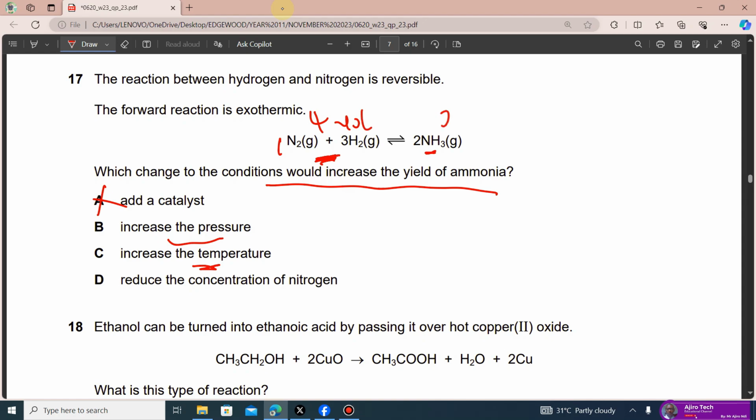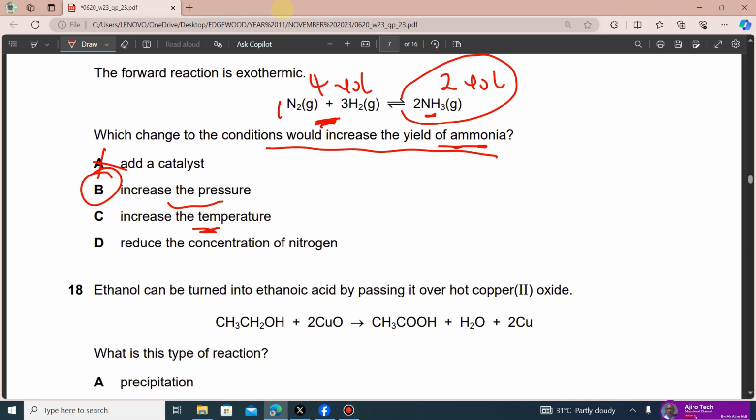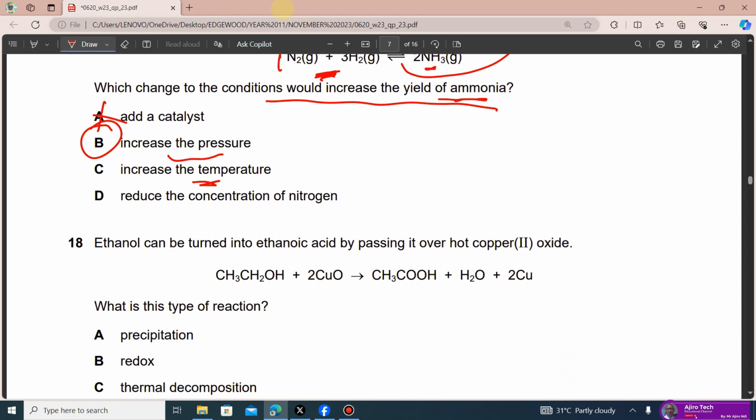And then for here, we have 2 volumes involved. So increasing the pressure will favor the side with lesser volume. If we look at both sides, you see this has a lesser volume, and it's where we have the ammonia. So increasing the pressure would increase the yield of ammonia, because increasing the pressure favors the side with the lesser amount of volume.